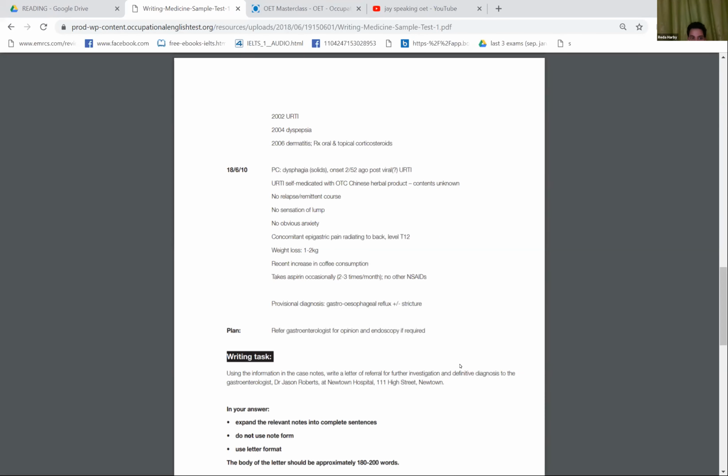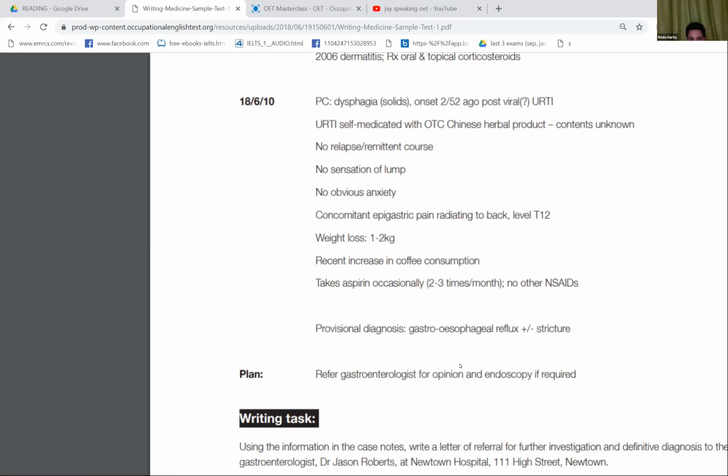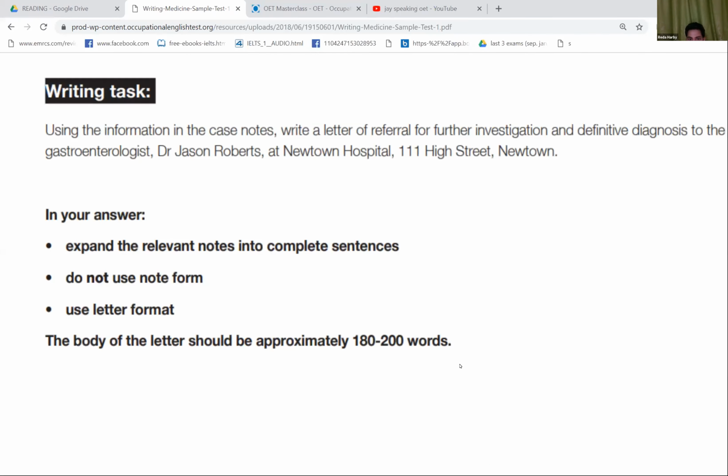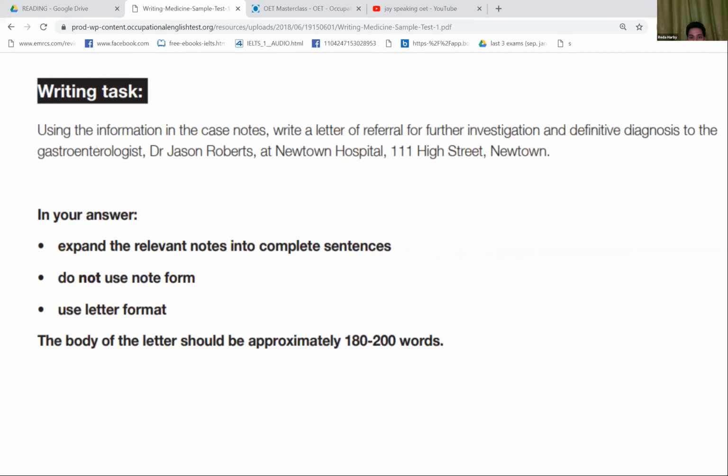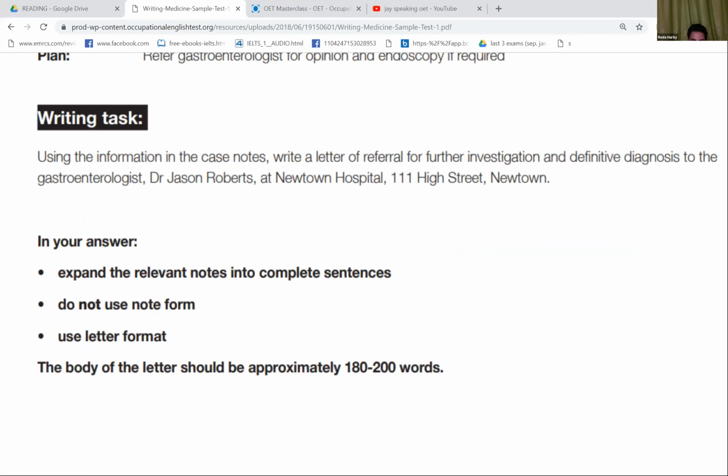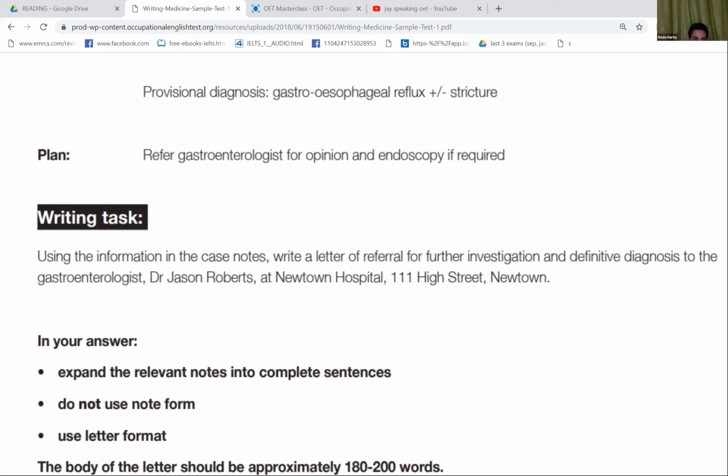What is the writing test? Using the information in the case notes, write a letter of referral for further investigation and definitive diagnosis to the gastroenterologist, Dr. Jason Roberts at Newtown Hospital, 111 High Street, Newtown. So I will start reading the case notes after reading the writing task, because I will start my letter from this. I will show you the writing answer of this.